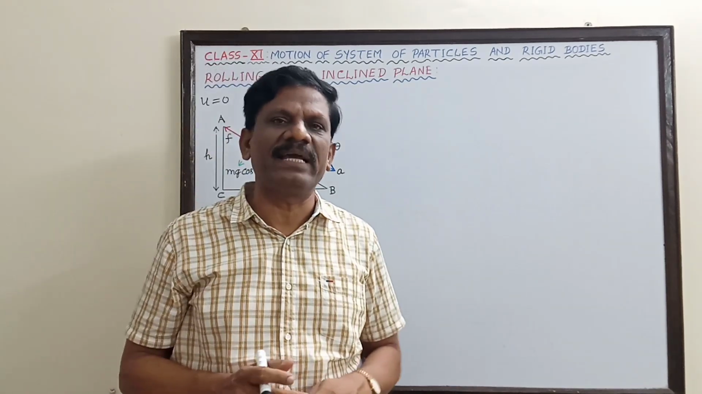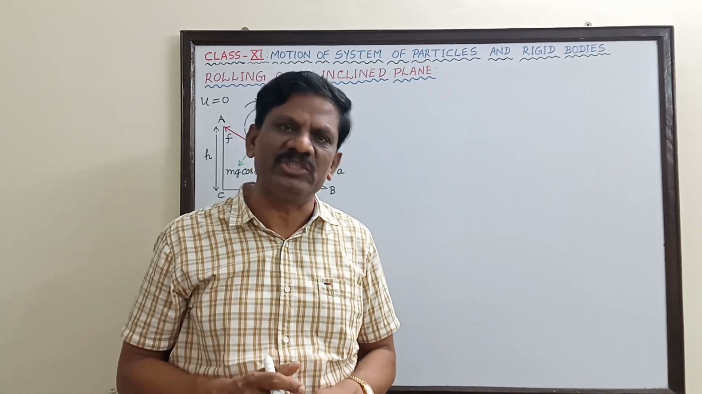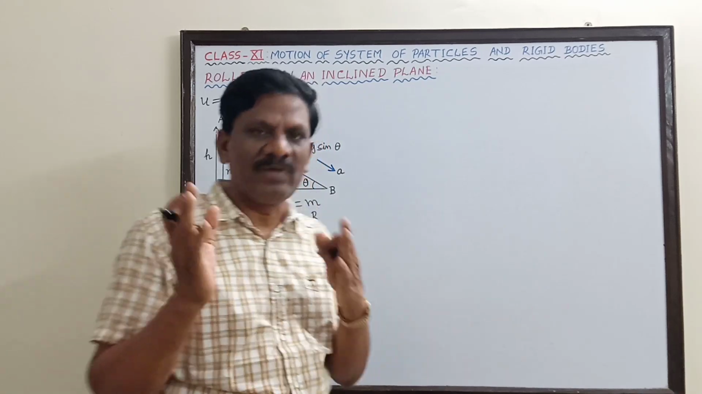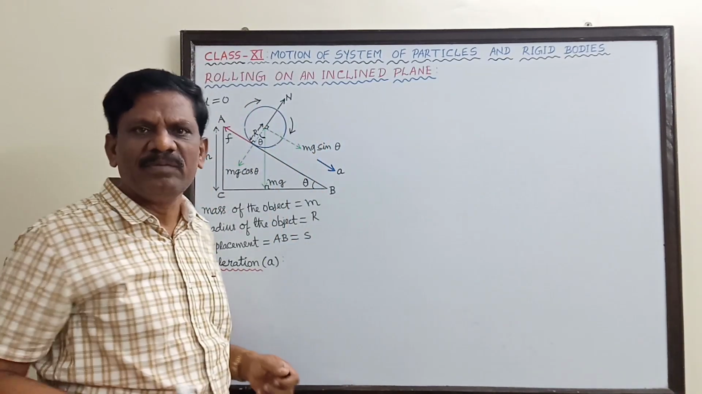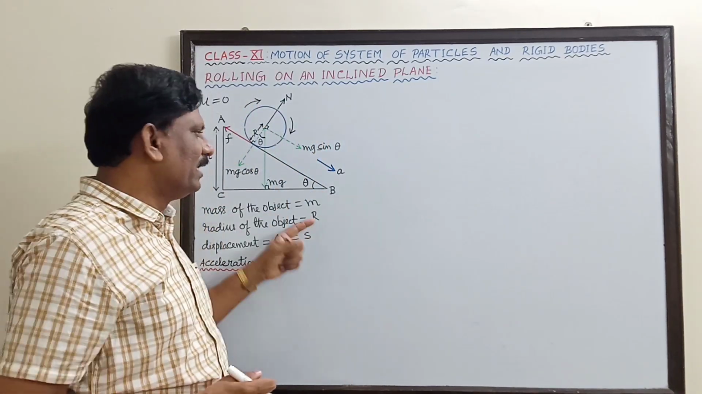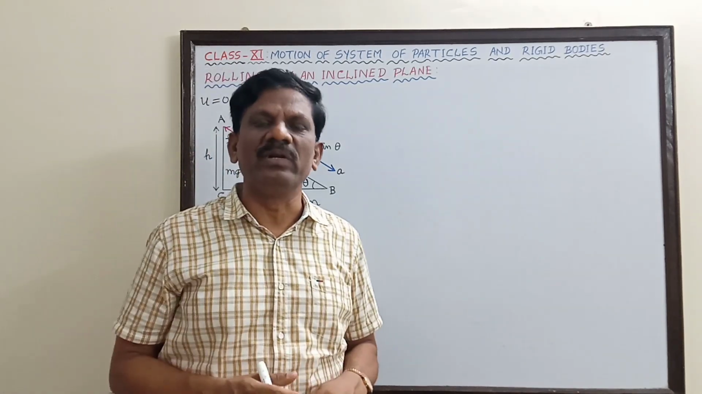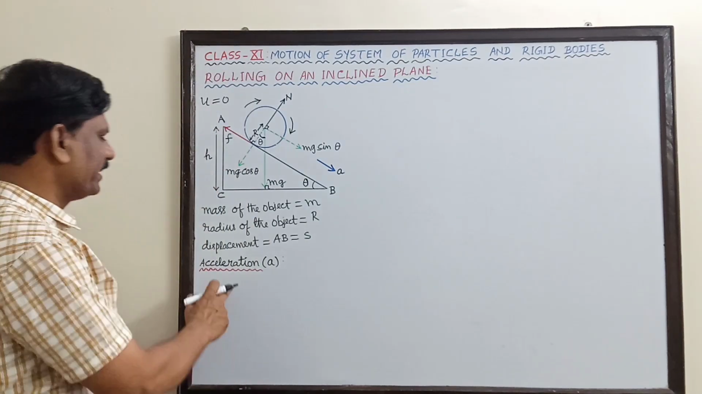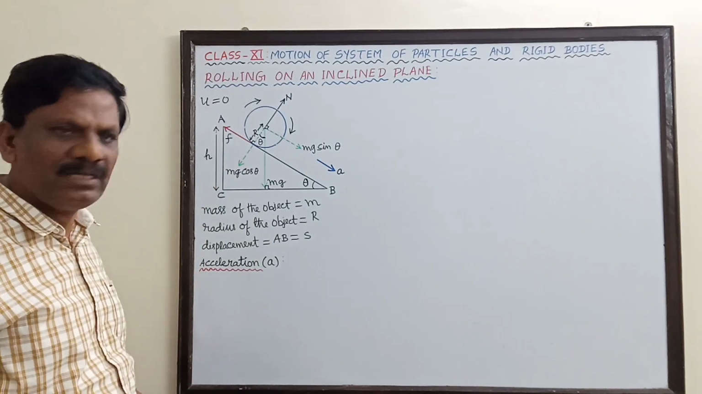We want to get first the expression for the acceleration, and subsequently we will go for the next derivation: with what velocity it will touch the point B, the lowest point. After that, how much time it will take to reach the point B. So now first let us derive an expression for the acceleration.